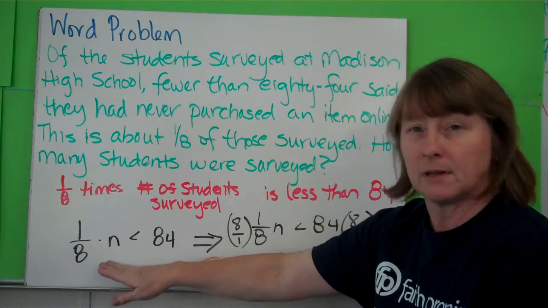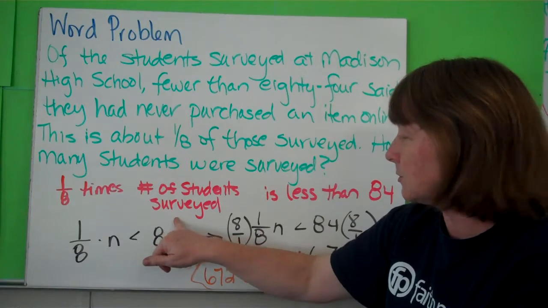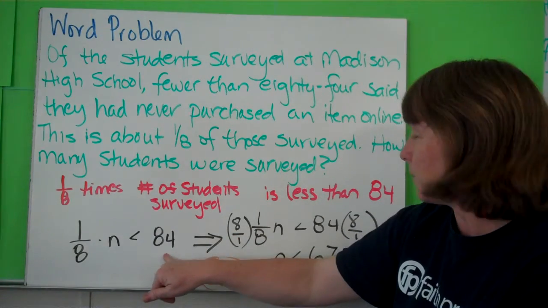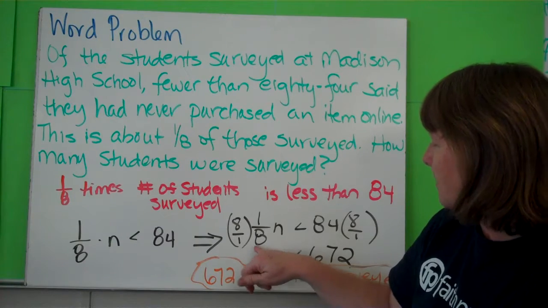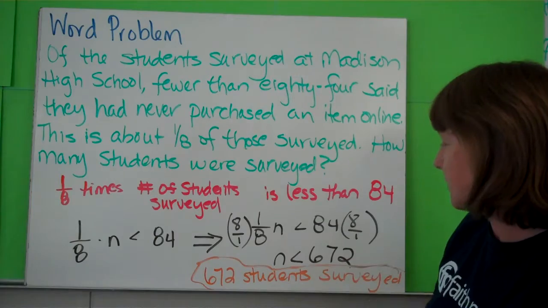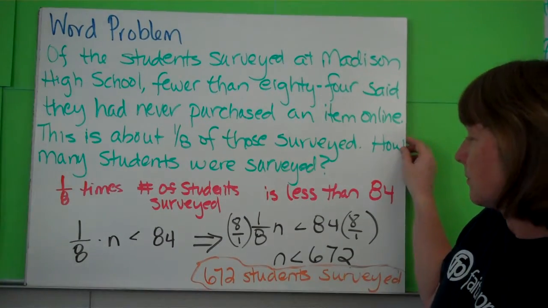So now we put it into numbers. 1/8 times n, where n is our variable for the number of students surveyed, is less than 84. We multiply by the reciprocal on each side, and we get n is less than 672. So there were at least 672 students surveyed.